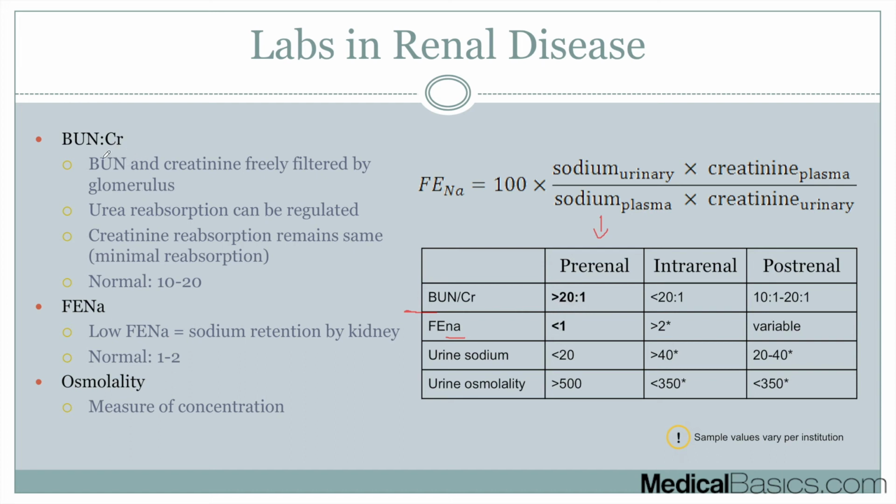So the first thing is going to be the BUN to creatinine ratio. The first thing that's important is that BUN and creatinine are freely filtered by the glomerulus. So they can pass through the glomerulus just fine.